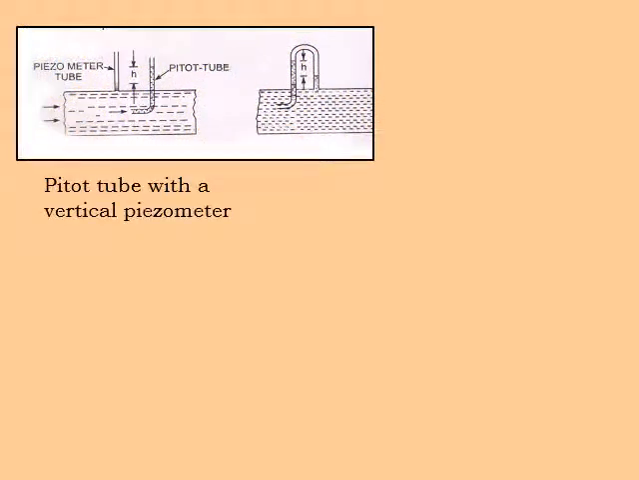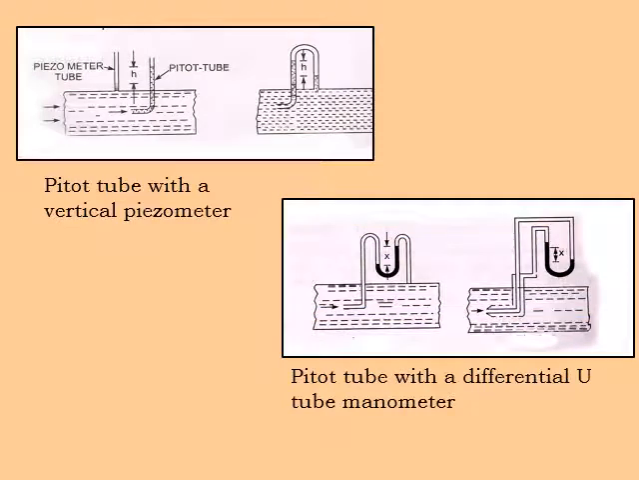So now the Pitot tube with the vertical piezometer arrangement is shown on this sketch, and one more arrangement, the Pitot tube with the differential U-tube manometer. So these are the different arrangements to measure the velocity of the fluid flow.